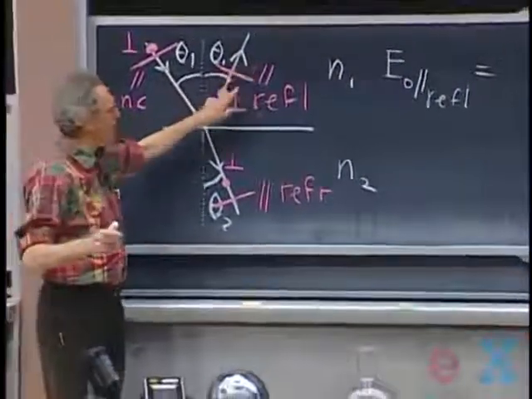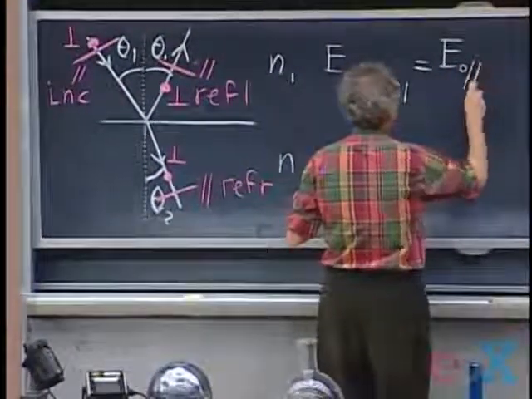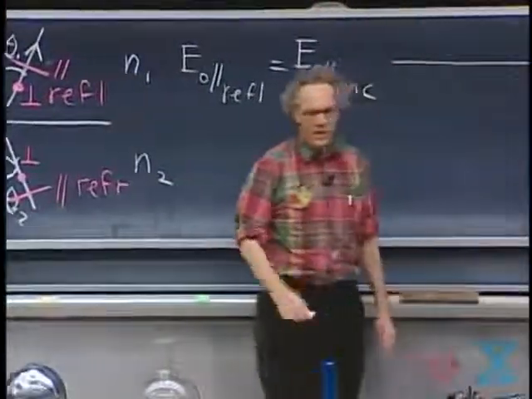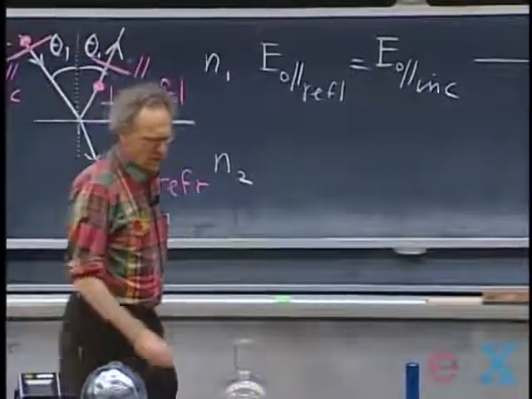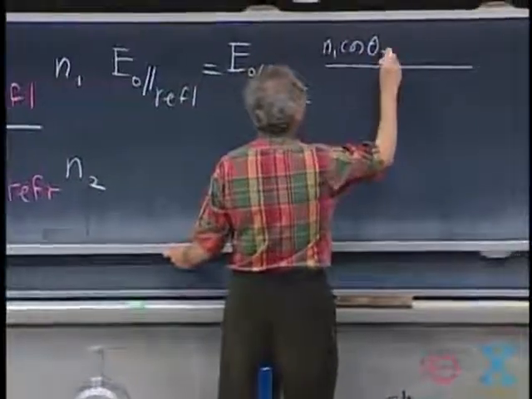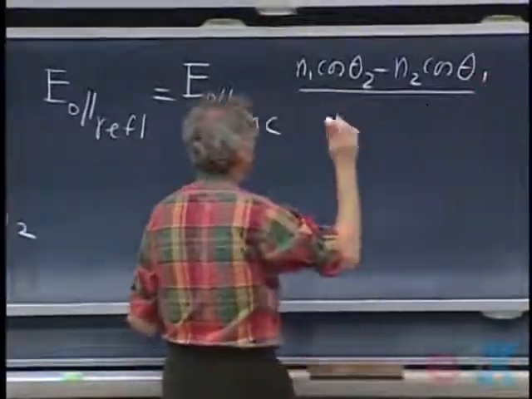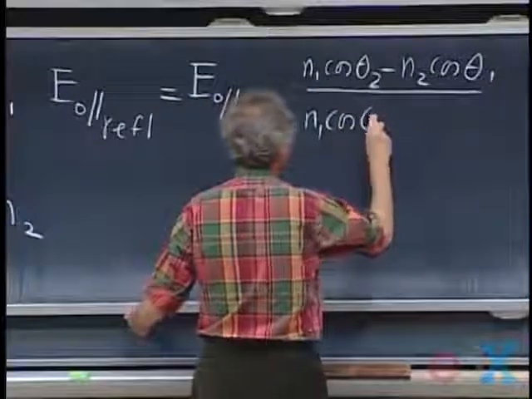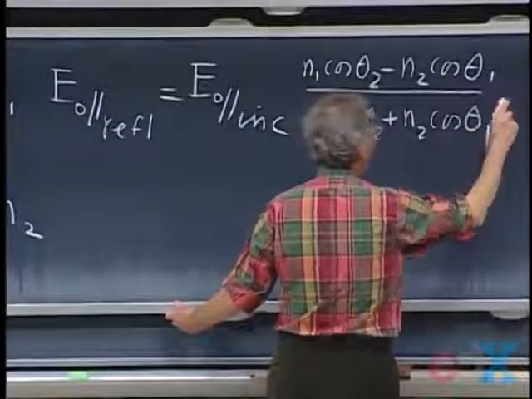I'm going to make polarized light by reflecting. It is E0, the parallel component of the incident beam, times, and this depends now on the angle of incidence and on the indices of refraction, N1 times the cosine of theta 2 minus N2 times the cosine of theta 1. Believe it or not, all of this follows from Maxwell, divided by N1 times the cosine of theta 2 plus N2 times the cosine of theta 1.